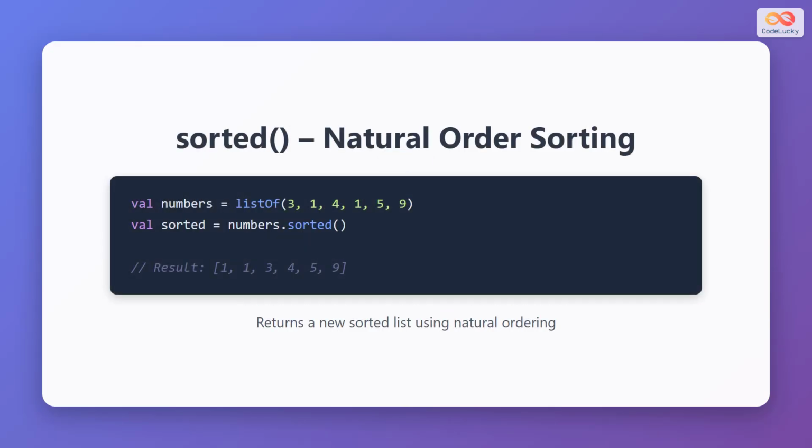The sorted function is the simplest way to sort a collection. It returns a new list sorted in natural order. Natural order means numbers go from smallest to largest, and strings are arranged alphabetically. Here's an example. We have a list of numbers 3, 1, 4, 1, 5, 9. When we call the sorted function on this list, it returns a new list with the elements arranged in ascending order: 1, 1, 3, 4, 5, 9. The original list remains unchanged because sorted creates a new list.